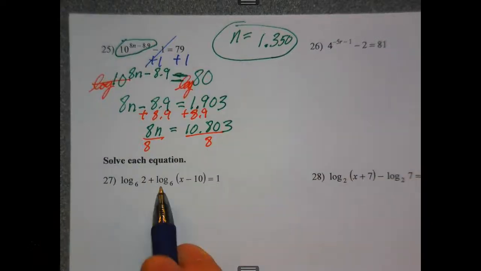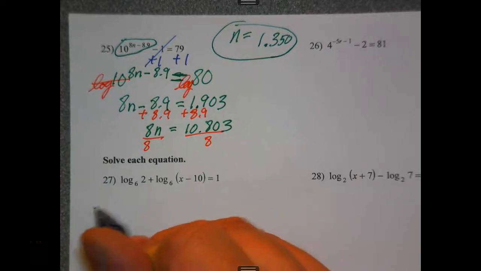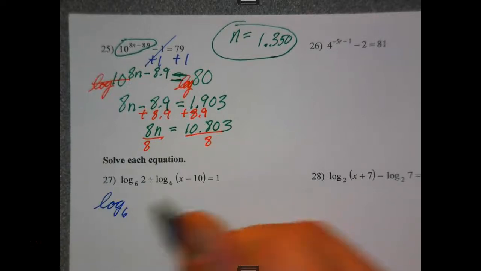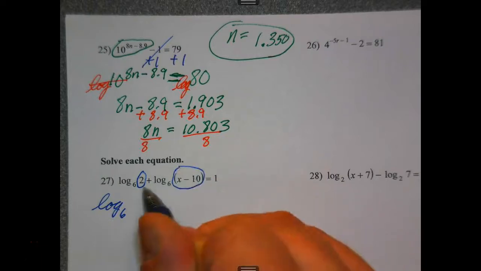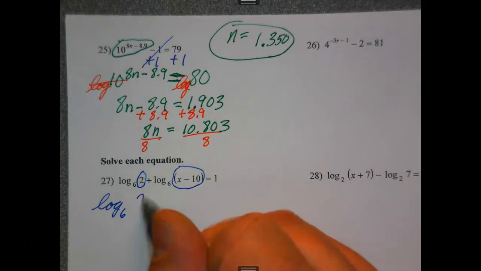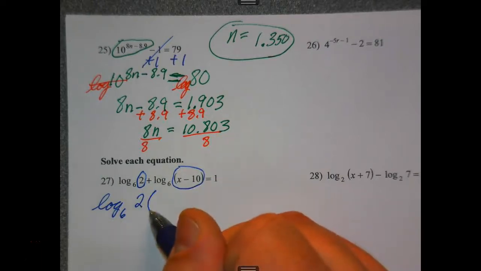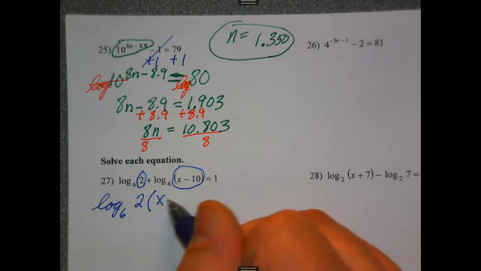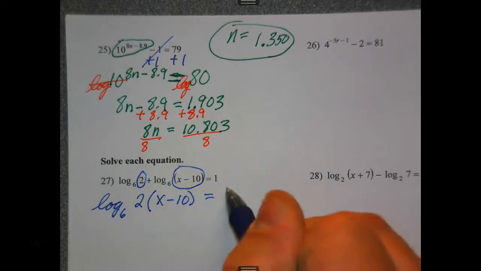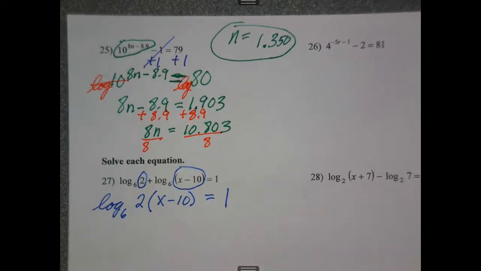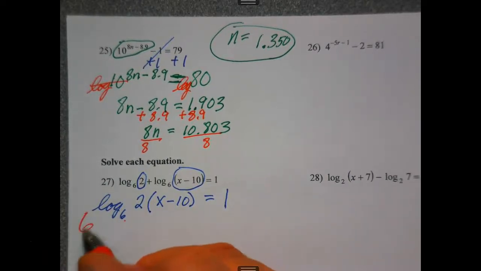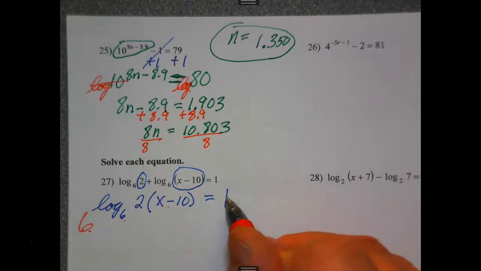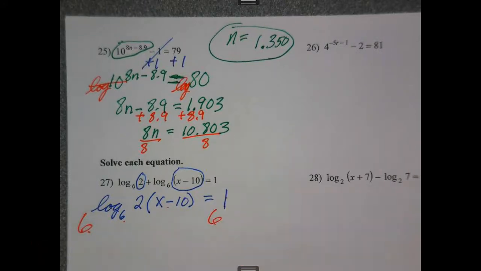All right, let's condense this. I have log base 6. I have two numbers here separated by a plus sign. So what am I going to do with them? Multiply them. Exponentiate it. I have log base 6, so I'm going to make it an exponent of 6. I'm going to make this one an exponent of 6.